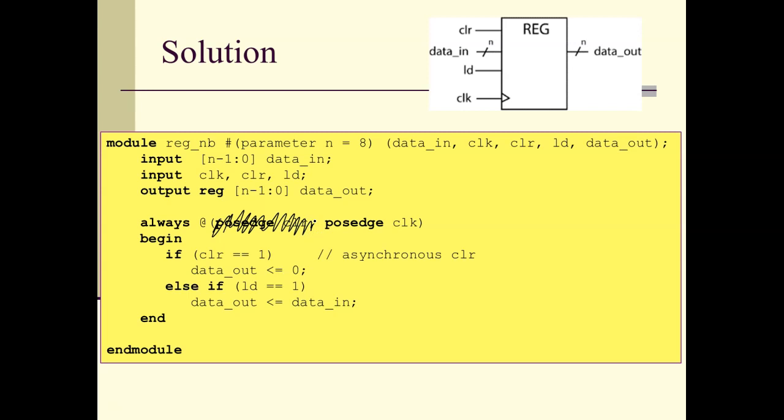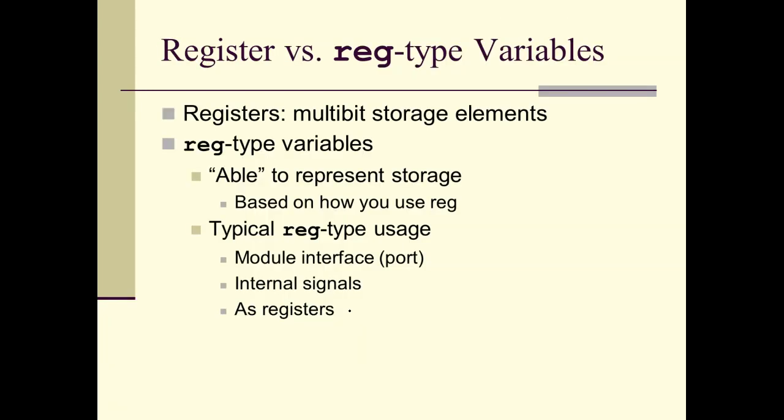Essentially, by scribbling that out, the always block is now not sensitive to the clear signal. It's only sensitive to the positive edge of the clock here. The first thing it checks is the clear signal to see if it's asserted. If it's not asserted, then it goes on to check the load signal. So once again, really straightforward to take these basic models and change them to whatever you need to be working with. We're working with Verilog, and there's the notion of registers and reg type variables.